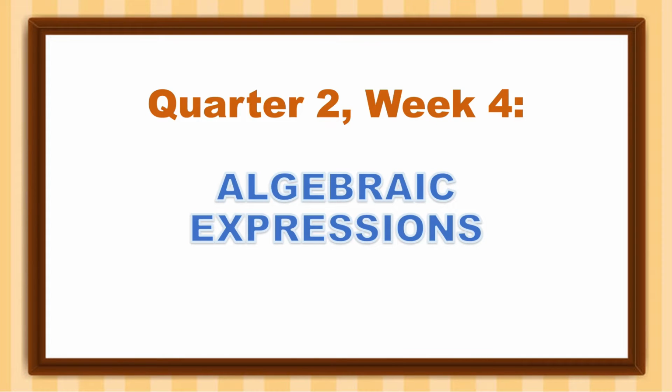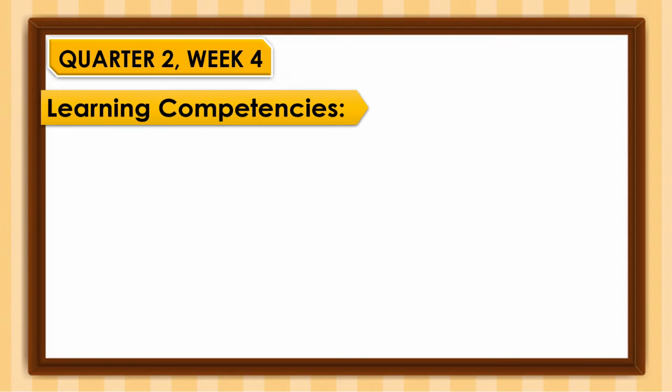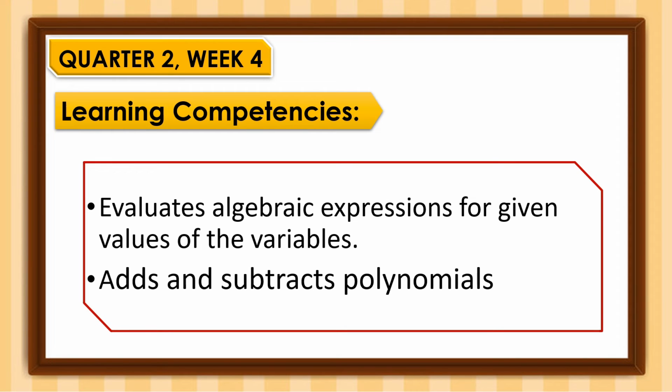We are now in quarter 2, week 4 of grade 7 mathematics. This is entitled Algebraic Expressions. In quarter 2, week 4, we have two learning competencies. The first one is to evaluate algebraic expressions for the given values of the variables, and the second one is to add and subtract polynomials.